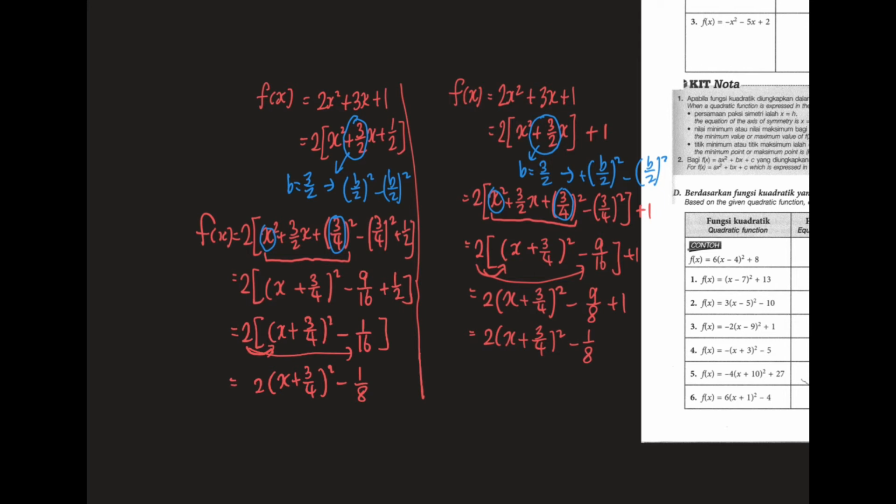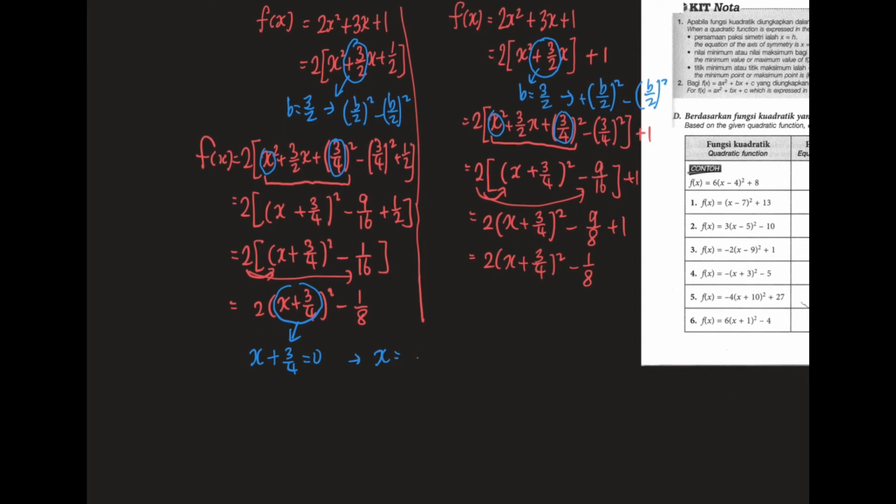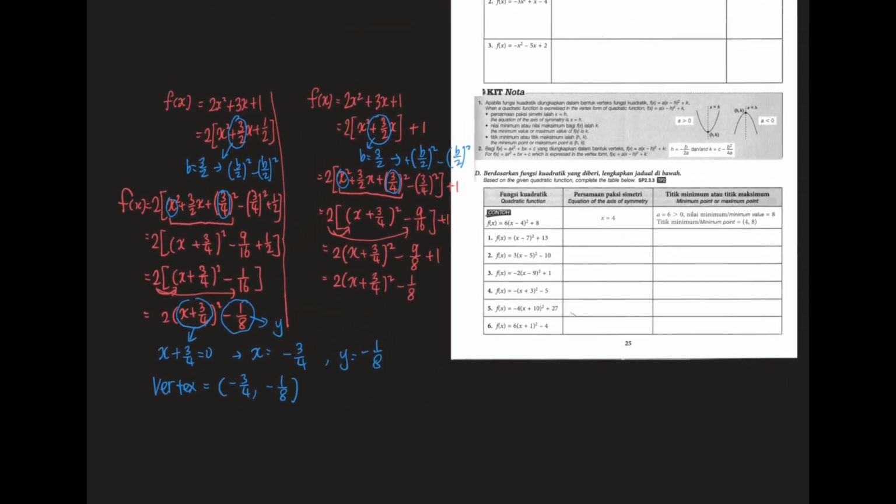How to find the coordinate of vertex? You just take this, let it equal to 0, and then you get the x, which is negative 3 over 4. Okay. At the back of the bracket you have negative 1 over 8. This will be the y. So the y is negative 1 over 8. So we get the x and the y. This is the coordinate of the vertex. Negative 3 over 4, negative 1 over 8. Something like this. Okay, so we get the vertex. Completing the square, then get the vertex.